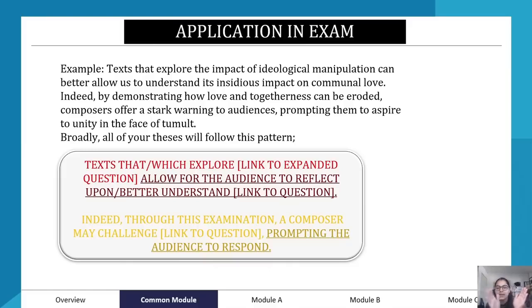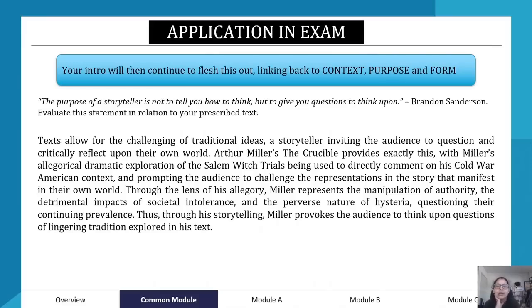So yep, like I said, that's a broad pattern for your thesis. So texts which explore, link to the expanded question, allow for audiences to reflect or understand a certain idea. Indeed, through the examination, a composer can challenge whatever, however it relates back to the question, and then it prompts the audiences to respond in a certain way, to do something in a certain way. So once you've done that, you will then flesh it out and link it back to context, purpose, and form.